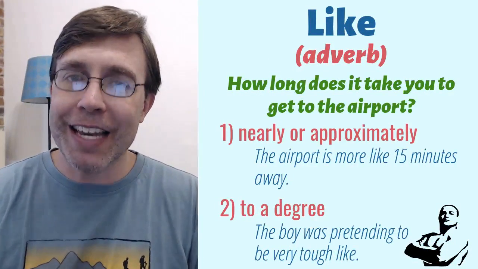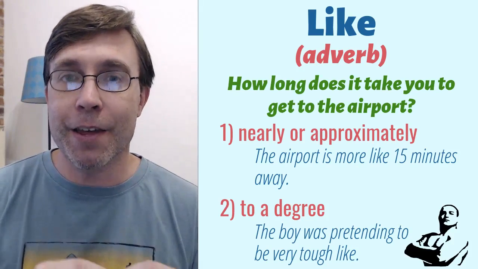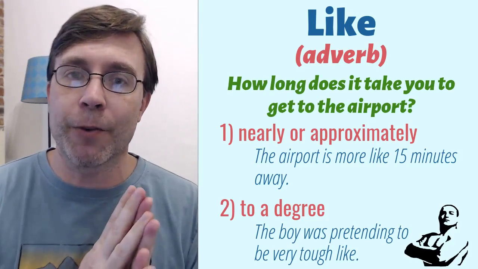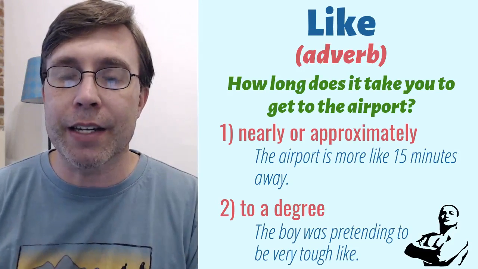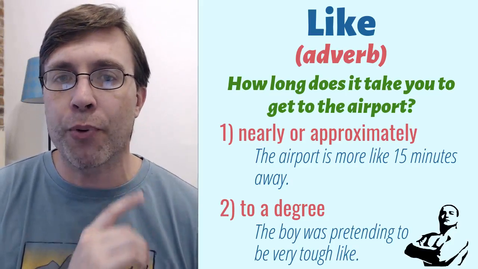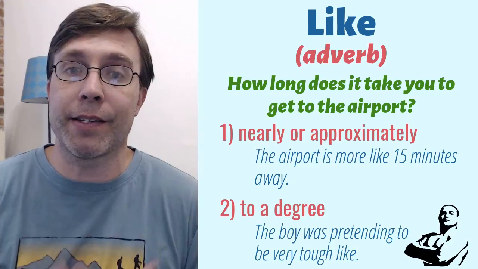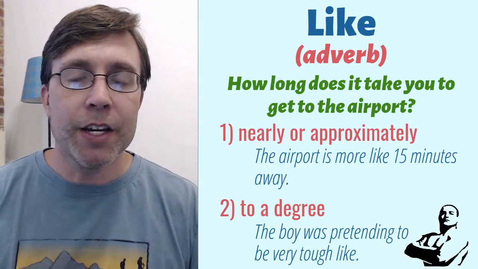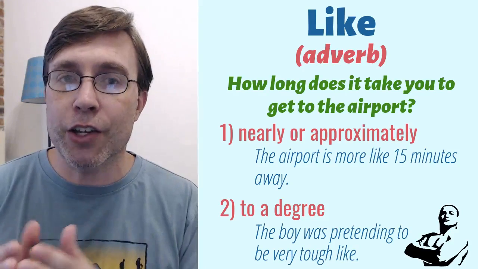Now, here comes "like" as an adverb. In this case, it's going to modify either the verb or even maybe an adjective. And I could ask, for example, how long does it take you to get to the airport? And I want you to try and use it like this, meaning nearly or approximately. We're using it as an adverb. And I'd say for me, well, the airport, it's more like 15 minutes away. Don't tell me an exact number. Just give me an approximation and use "like."